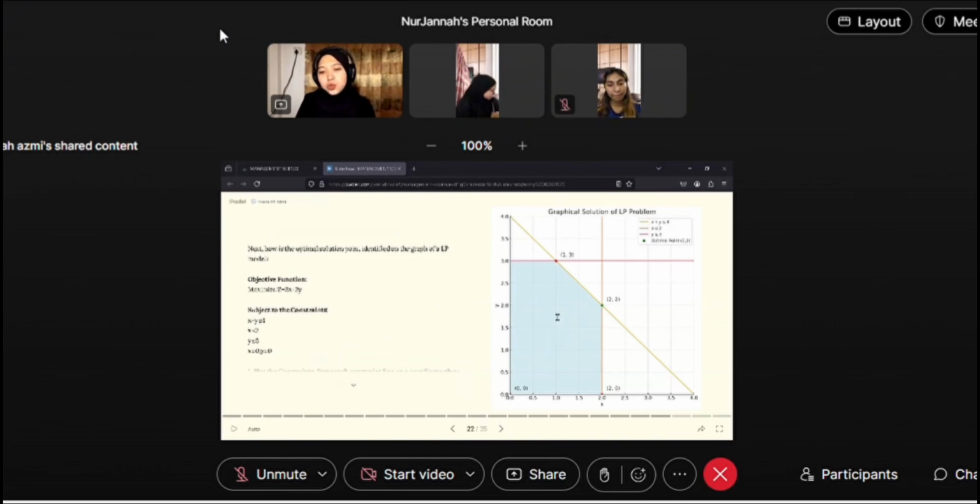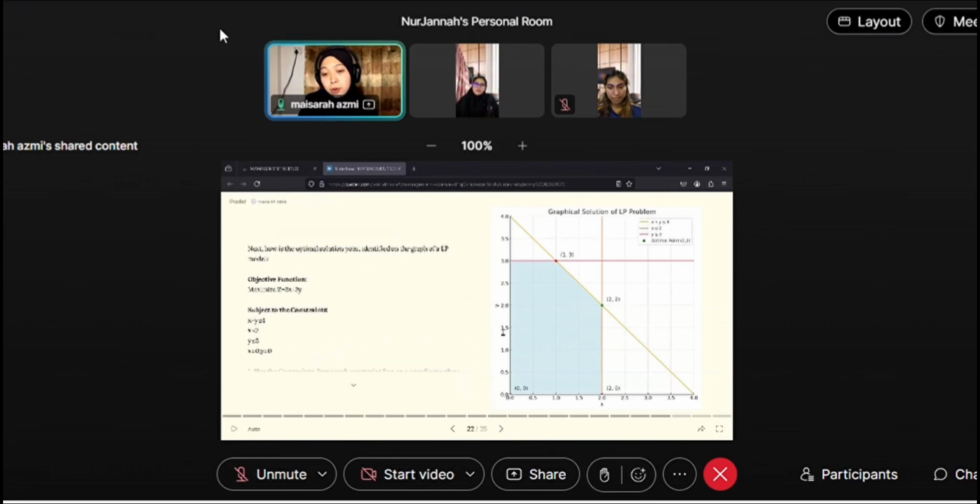This is where we use the objective function. We'll substitute each vertex into our objective function, z equals 3x plus 2y, and calculate the value. The highest value will be our optimal solution. Could you show us the calculation?